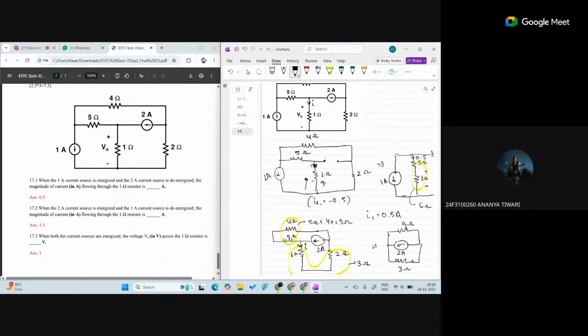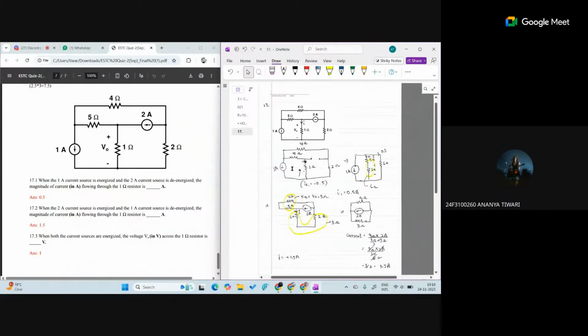but current was in this direction. Is this thing clear? Is this clear? Yes. Pakka? If it is not clear, I can explain.